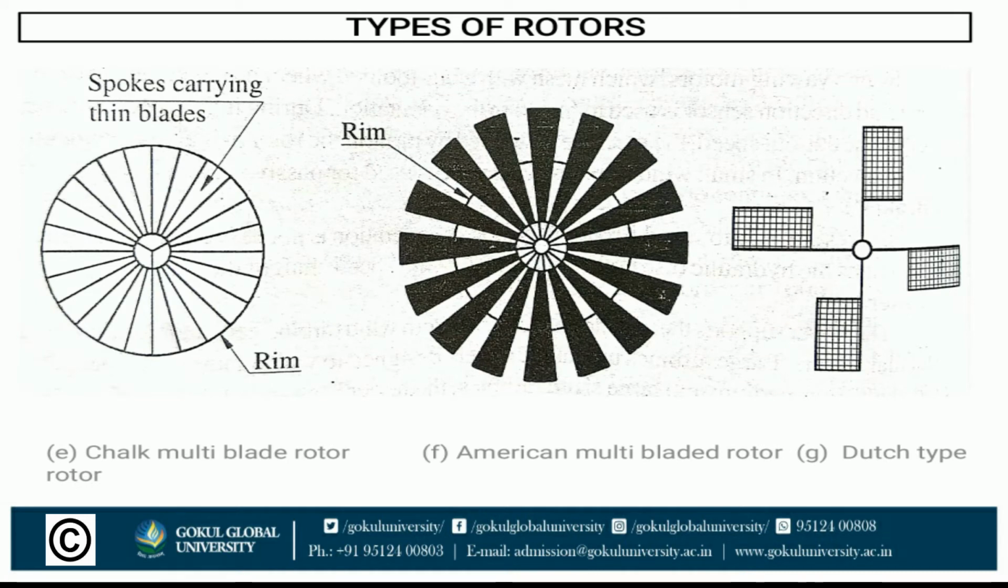This is a diagram of the types of rotor: chalk multi-blade rotor, American multi-blade rotor, and Dutch type. They are most suited for water lifting applications which require a high starting torque. They can capture power even from very slow winds. A multi-blade rotor consists of a number of curved sheet metal blades with increasing growth length away from the center. The number of blades used is 12 to 20, having their inner and outer ends fixed onto the respective rims.